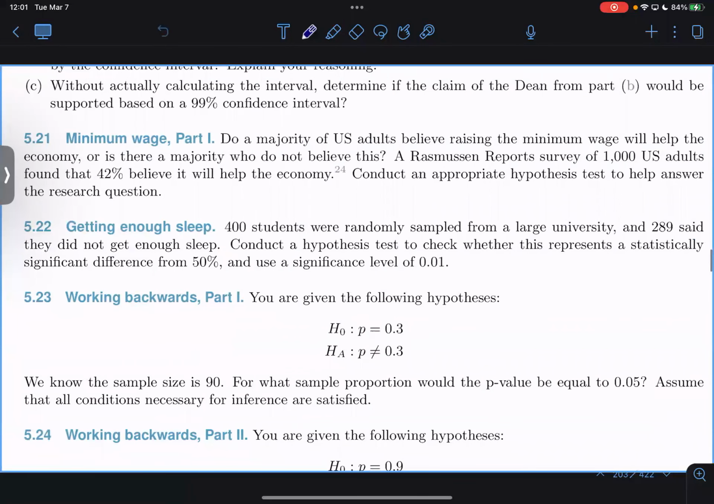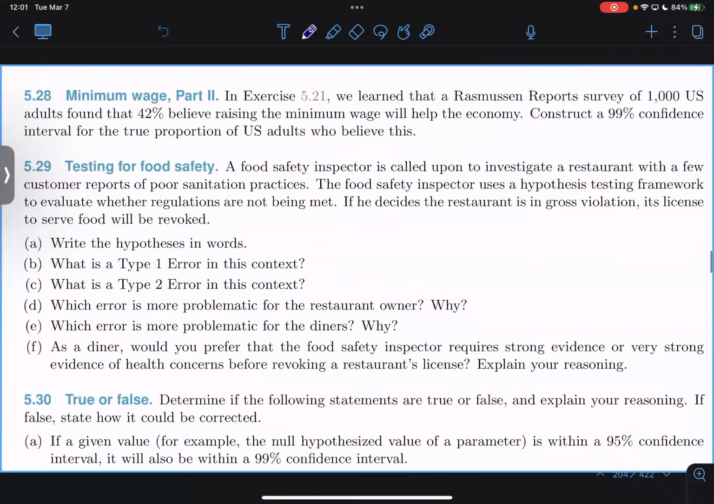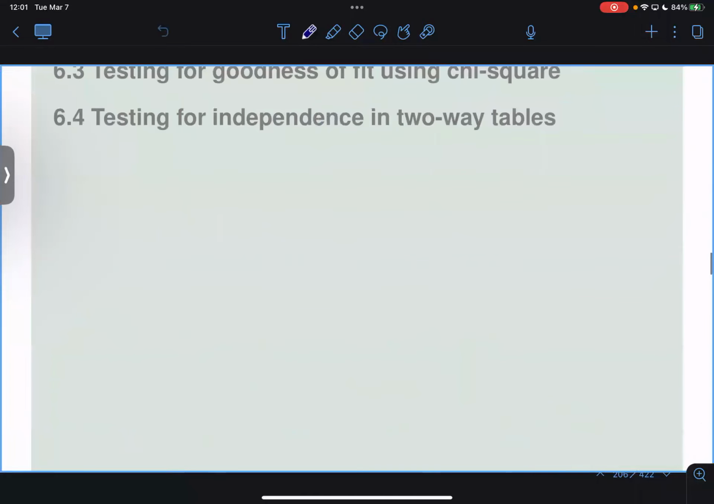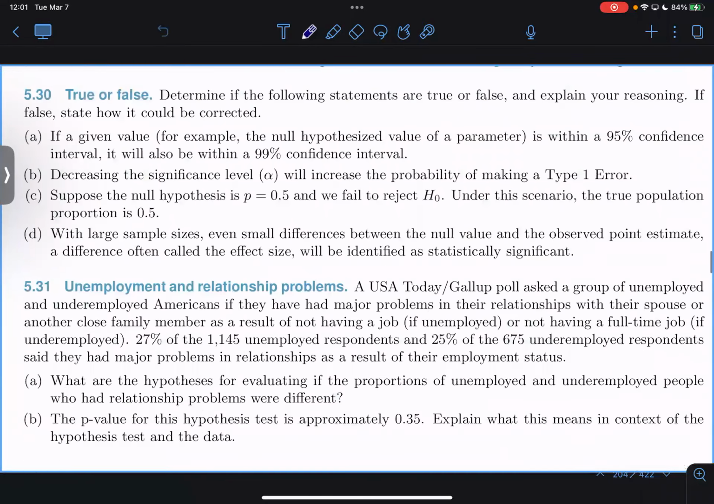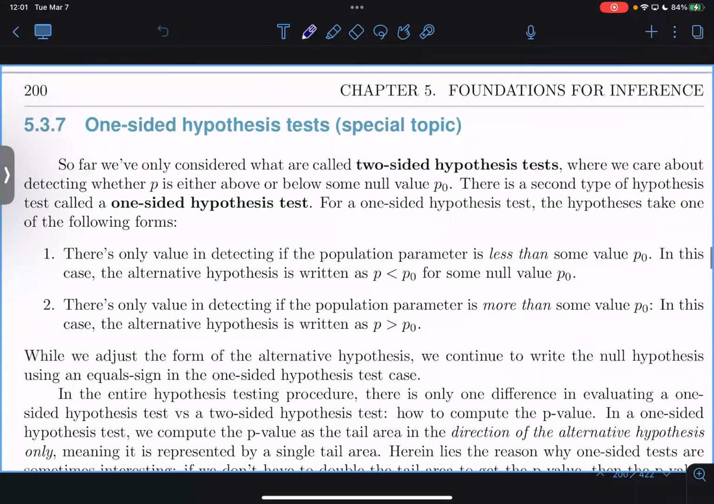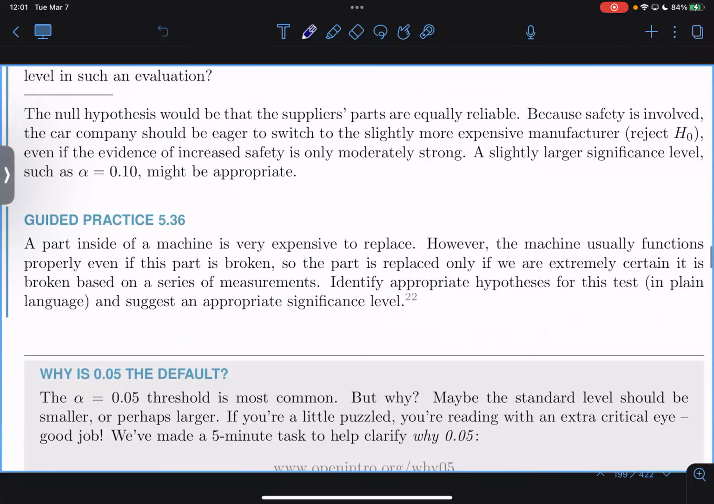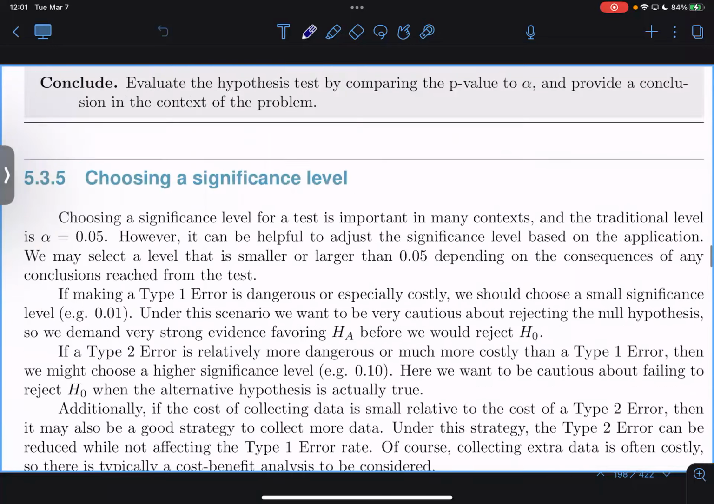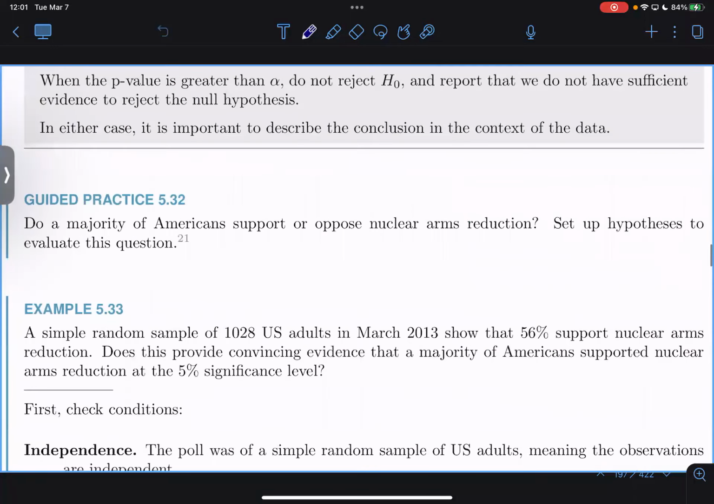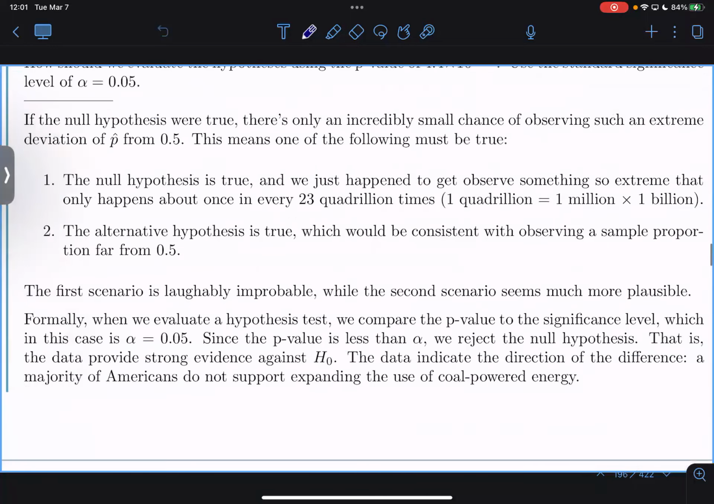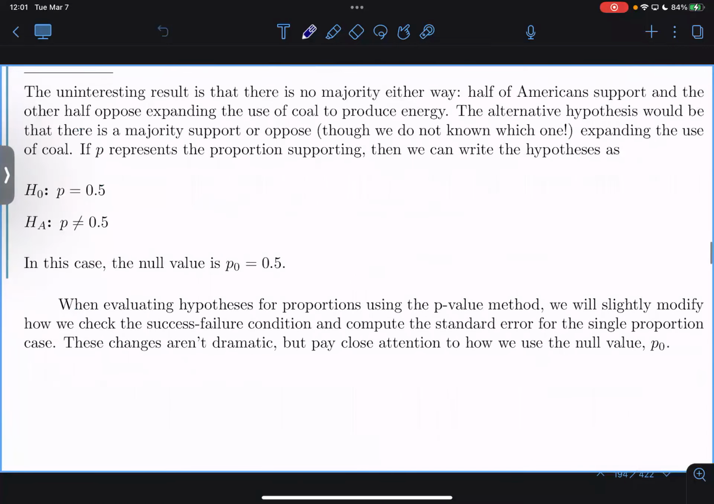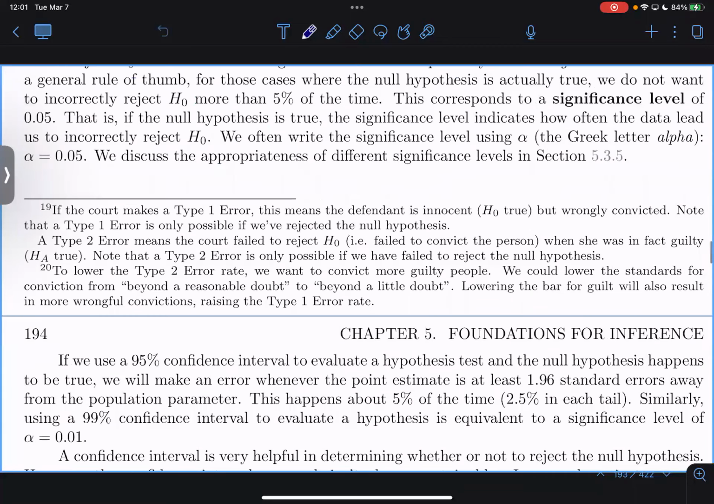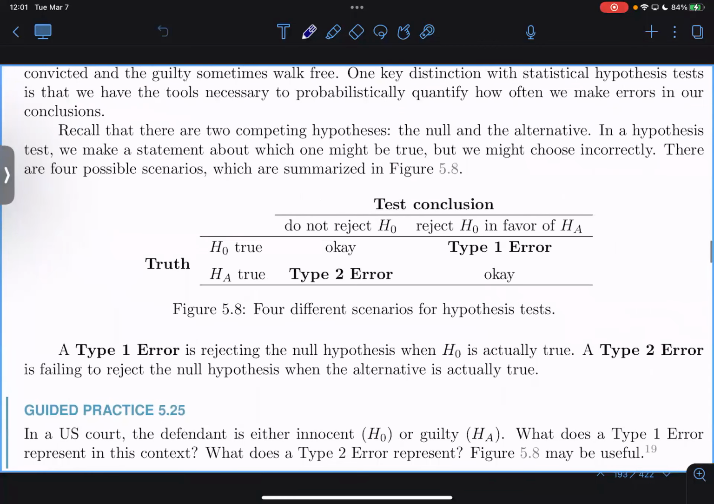And where is it? Is it in this section? I think it might be in the other section. Oh, dang it. Figure 5.8 is the one I want. Huh. Okay.